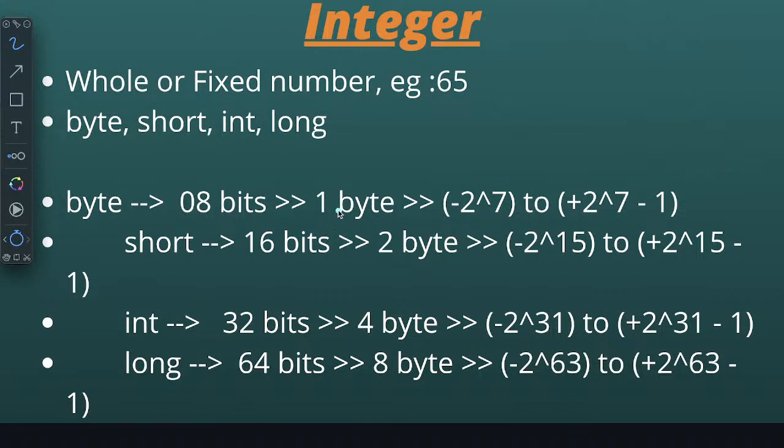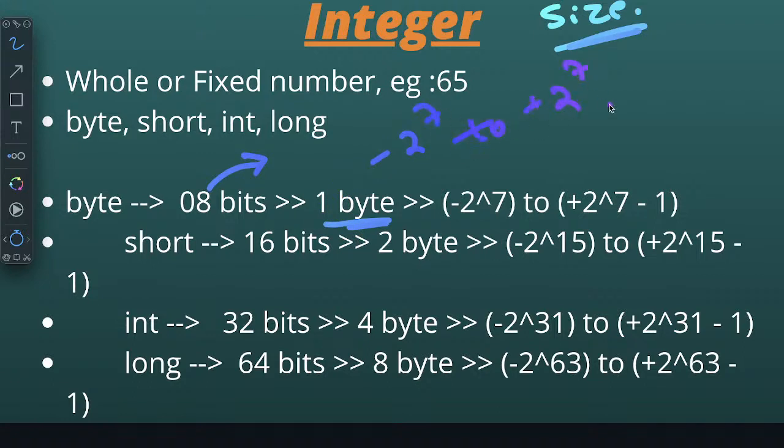Now as you can see, byte has a size. The major difference between byte, short, int and long is size. Size is the only difference we can say for now. So the size for byte is 1 byte, that is 8 bits, and the range, you can guess it, for 1 byte starts from -2 power 7 to positive 2 power 7 minus 1. So this is the size of byte.